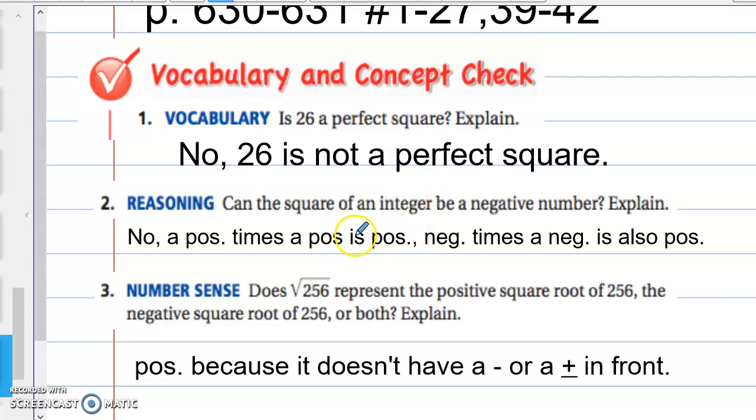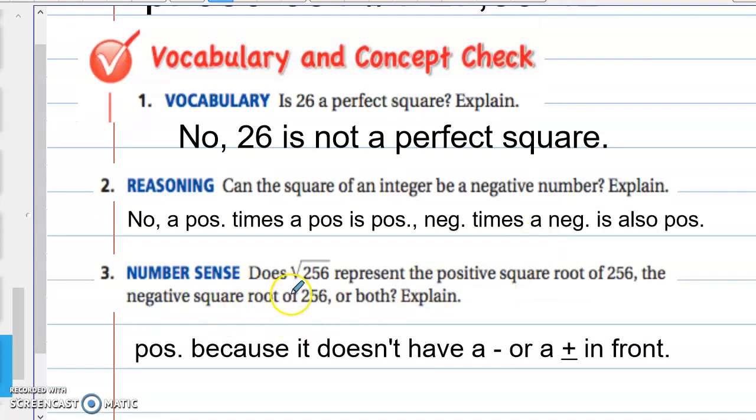Okay, number 2, can the square of an integer be a negative number? Well, technically, the square of a number can't be negative because a positive times a positive is a positive, and a negative times a negative is also a positive. But that doesn't mean that you can't get negative answers. It just means that technically the square of an integer would not be a negative number.